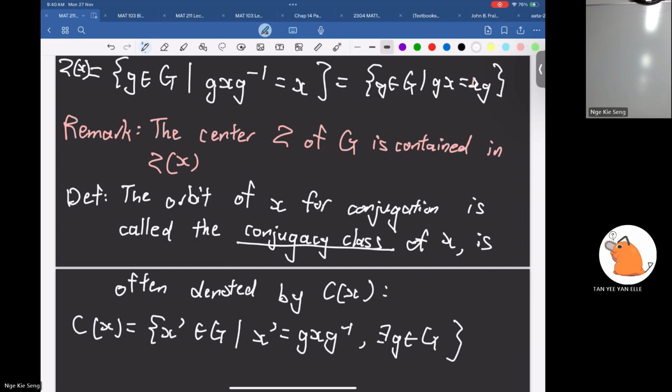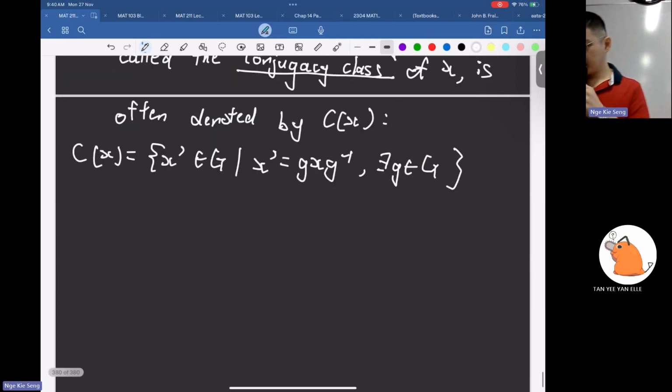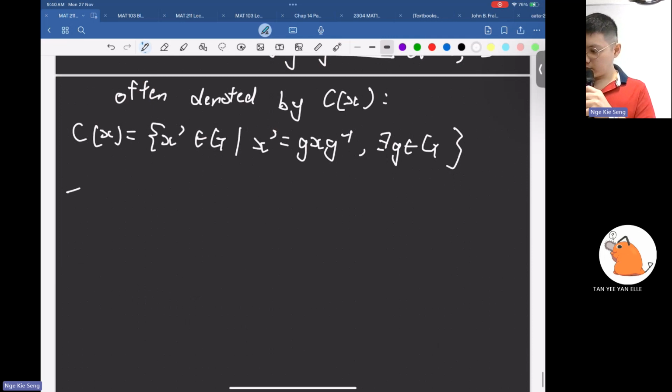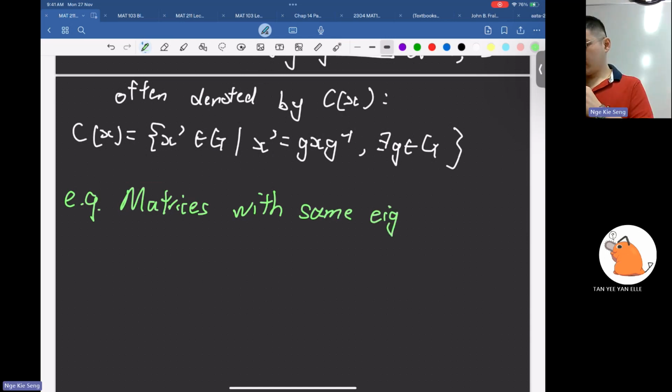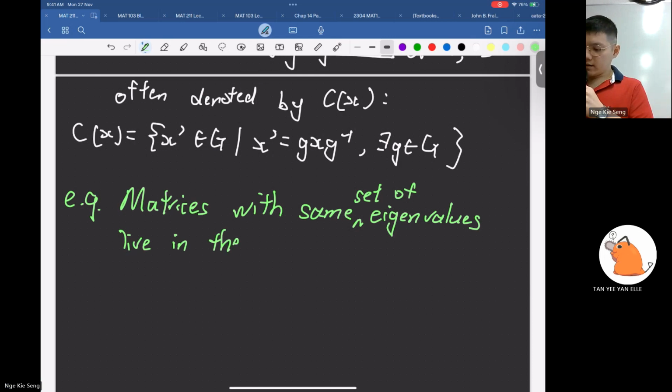Now, let me write down here. For example, matrices with the same set of eigenvalues live in the same conjugacy class.